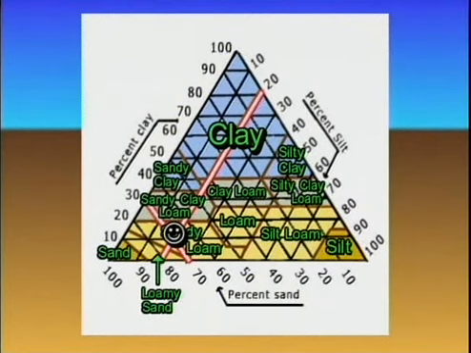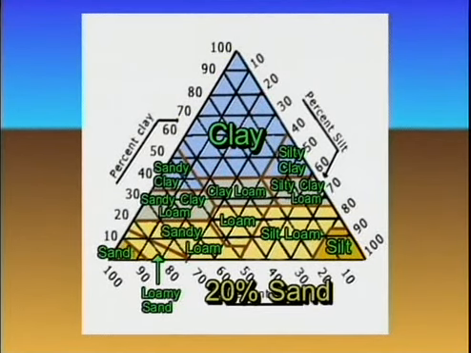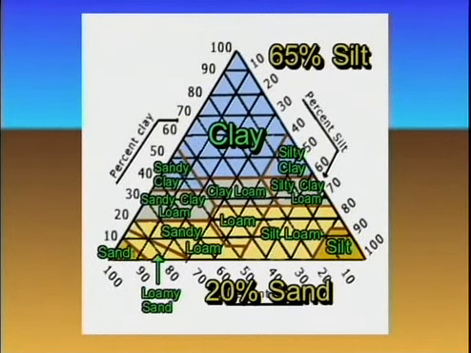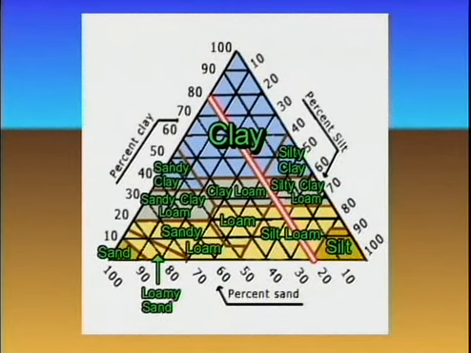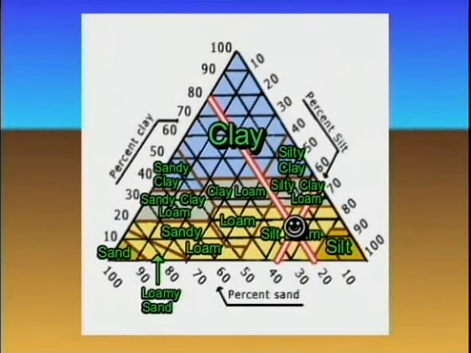Soil example number 2 was 20% sand and 65% silt. Our 20% sand line runs from here all the way up. Our percentage silt is 65%, so it's halfway between the 60 and 70, approximately right in there. We run down to where we intersect with the 20% sand, and we fall out here in the middle of the silt loam category. So our correct textural class name for soil number 2 is a silt loam.